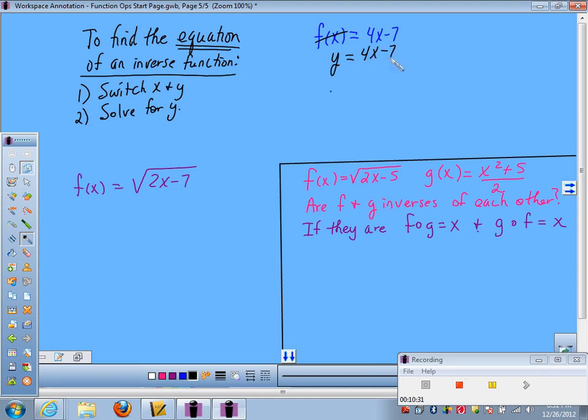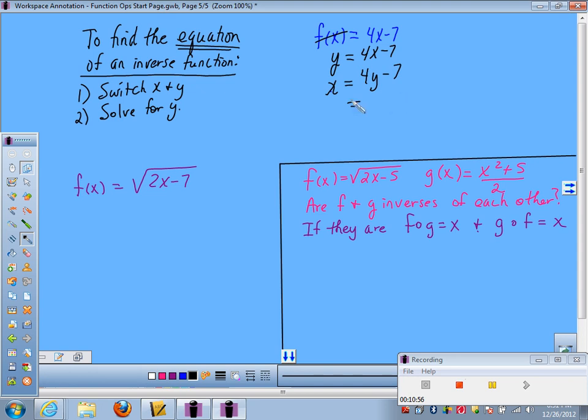So when I say switch x and y, I mean change every y into an x and change every x into a y. Literally change the variables to the opposite. Do not move any of the numbers, don't change any of the numbers, just switch the variables. Now, you simply need to solve for y. How do I get y by itself?